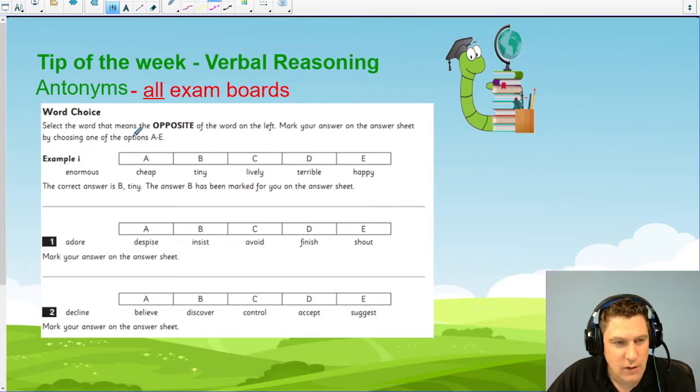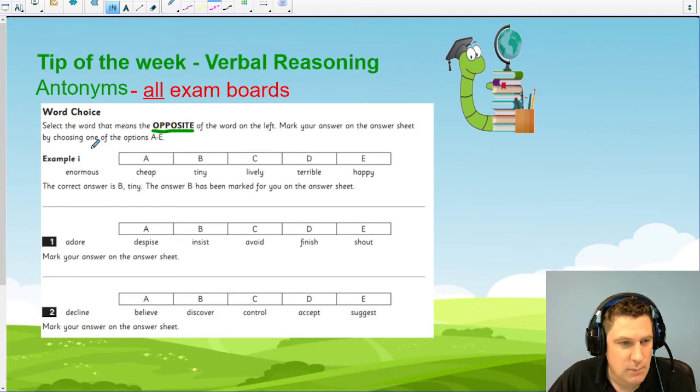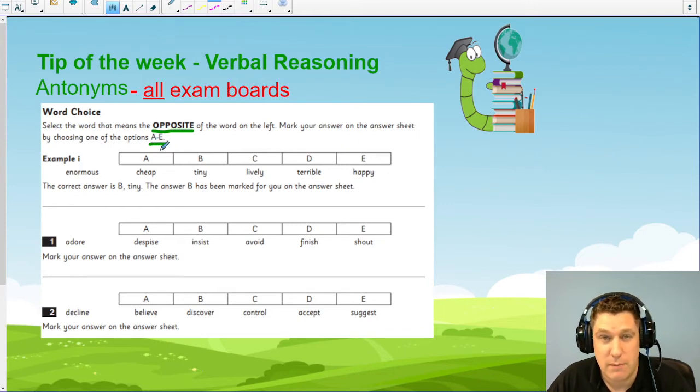So we have to select the word that means the opposite, and sometimes we would encourage children to underline that to make sure they don't get confused with closest, with the opposite of the word on the left. Mark your answer on the answer sheet by choosing one of the options A to E. So it's important to remember that children will be, of course, transferring their answers across to a separate sheet, and they must make sure that it correlates with the question. With most of the examples, that's already been marked for you. But it is important to note that there are some example questions which the children will have to mark across onto the multiple choice sheet. They won't get any marks for it, but they need to do that so they make sure that the rest of the questions do correlate with their answers.